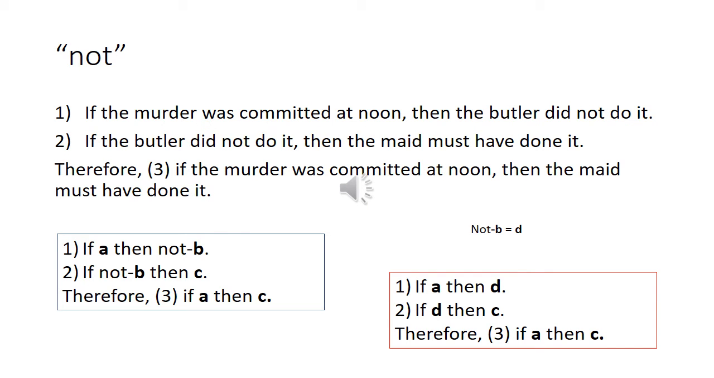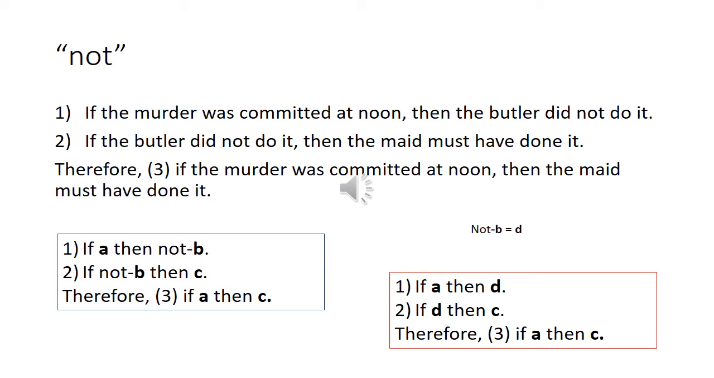Another problem that sometimes arises has to do with the little word not. Consider, for example, the following argument. If the murder was committed at noon, then the butler did not do it. If the butler did not do it, then the maid must have done it. Therefore, if the murder was committed at noon, then the maid must have done it.